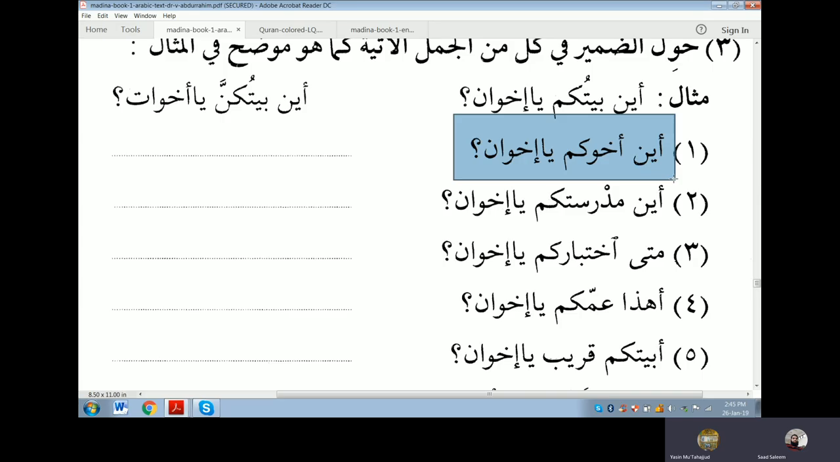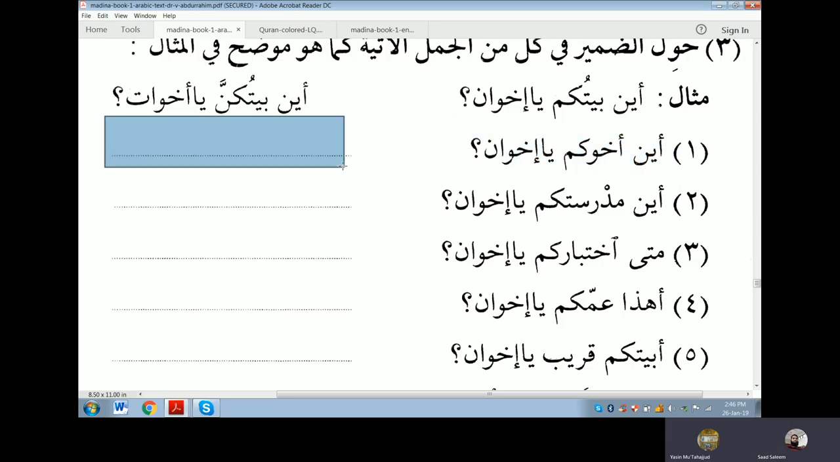Aina akhukum ya ikhwan? Where is your brother, brothers? And then we would change it to: Aina akhukunna ya akhawat? Where is your brother, sisters?